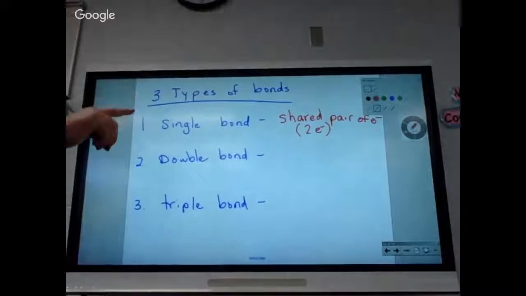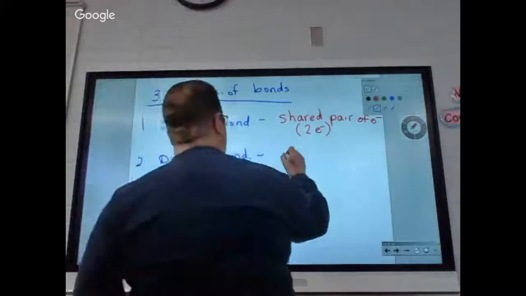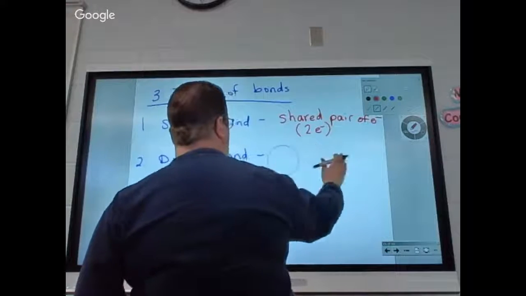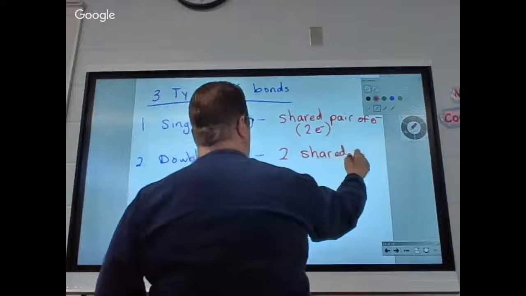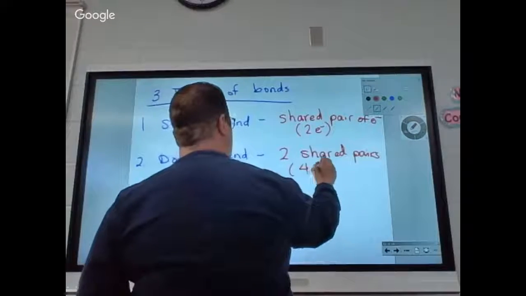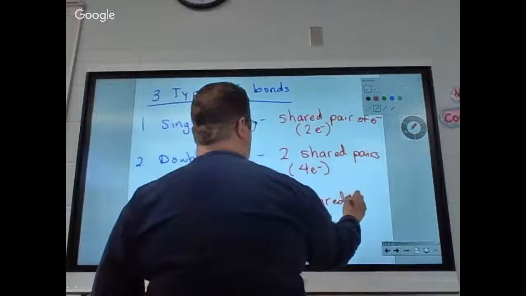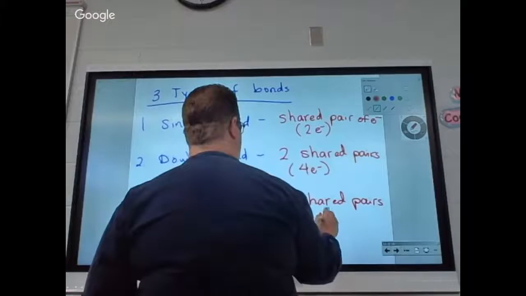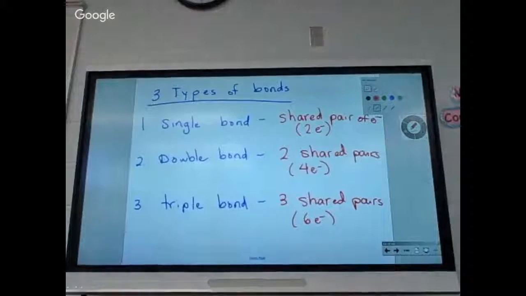So based on that, what's a double bond? That's 4. So this will be 2 shared pairs, which will be 4 electrons, and this will be 3 shared pairs, which will be 6 electrons. No, you can't go beyond a triple bond.